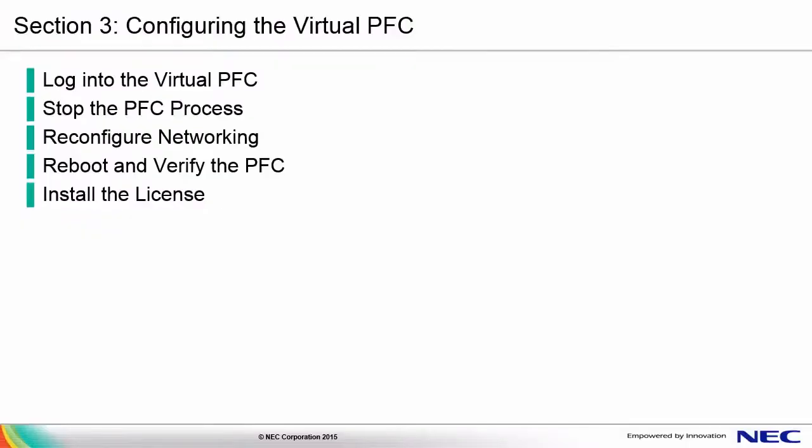Wrapping up section 3, we just completed configuring the virtual PFC. We showed you first how to log in to the virtual PFC. Second, we showed you how to stop the PFC's software processes, which is a requirement for our third step, reconfiguring networking. Recall our virtual PFC comes with a static IP address by default, and we need to reconfigure networking to have it access our local LAN. Fourth, we showed you how to reboot and verify the PFC's software processes after the networking change. And lastly, we showed you how to install the trial license to run software-defined networking scenarios.